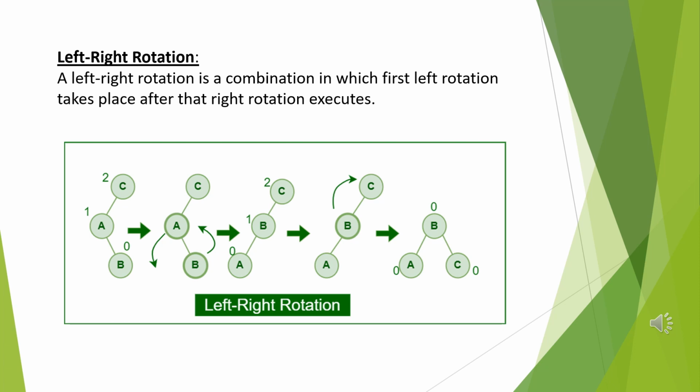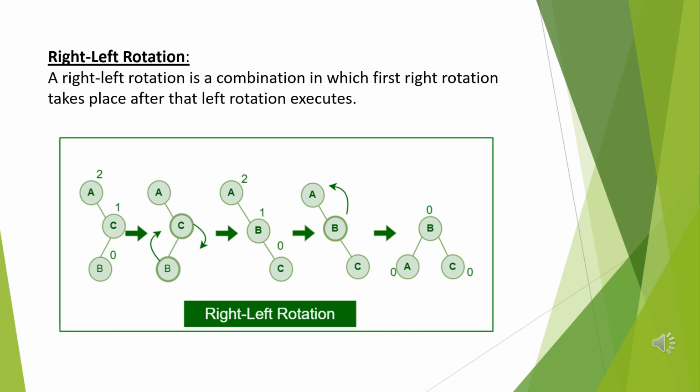In this slide, there is a left-right rotation process. Here we first perform left rotation for AB, and then again we perform the right rotation for BC, which makes the balancing factors for A, B, and C 0. In this way, we balance our AVL search tree.